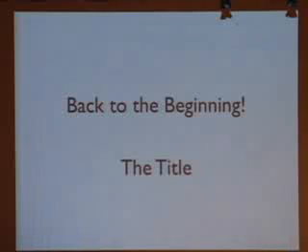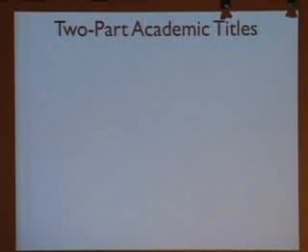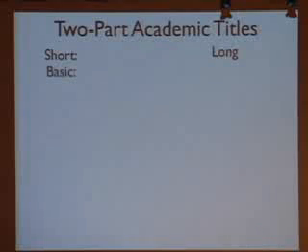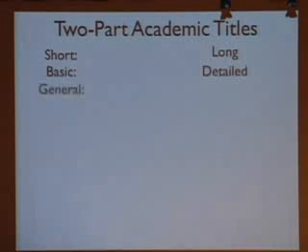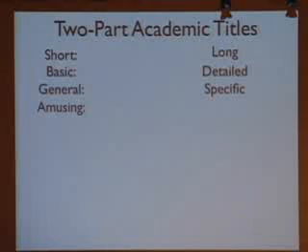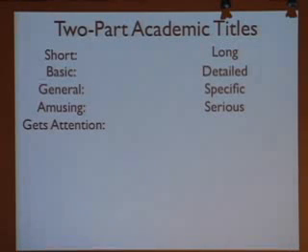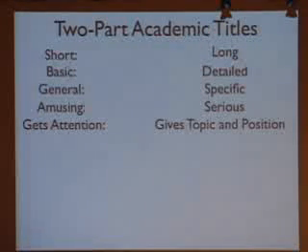I mentioned don't do boring titles. Well, academic titles have usually got two parts. The first part is short, then we have a colon, and then we have a long part. The first part is basic, then it's detailed. First part is general, the long part is specific. The first part is amusing, the second part serious. First part gets attention, the second part gives the topic and the position.